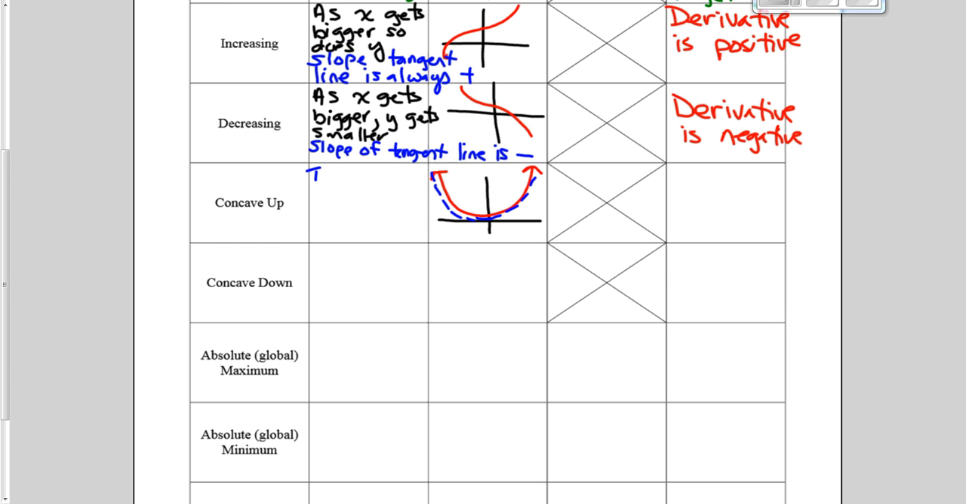So the tangent line slopes change from negative to positive. That means we have a concave up figure. And how we're actually going to find that is my second derivative. That's going to be where my second derivative is positive.